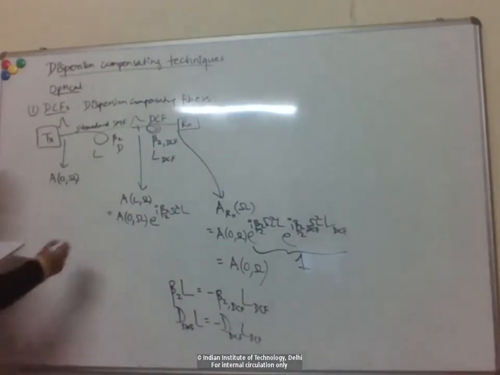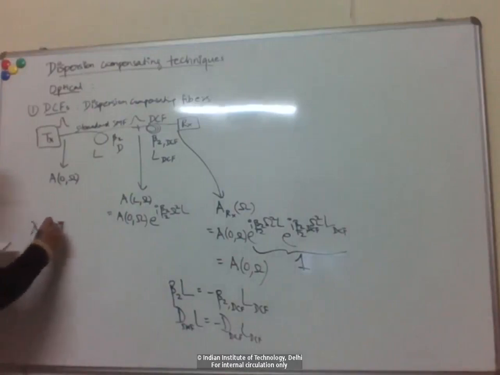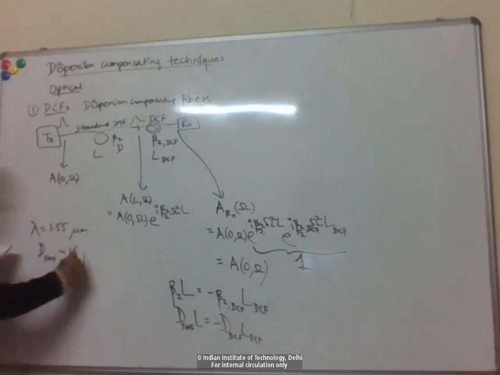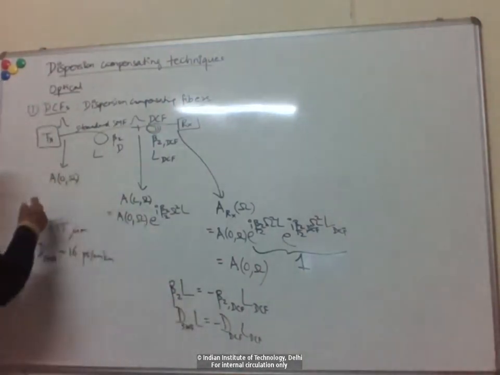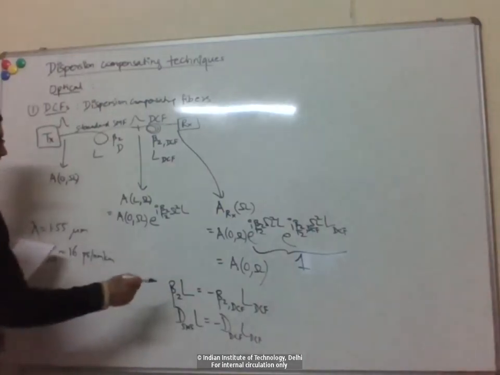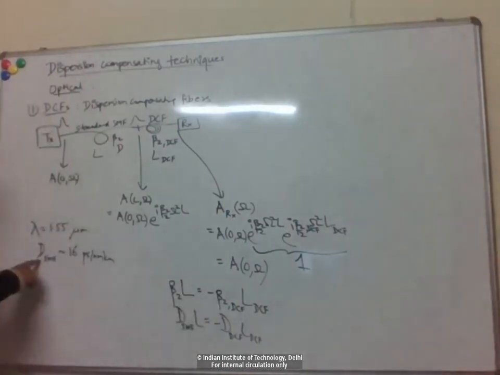So for example, if you take the standard SMF at the most widely used telecom wavelength of 1.55 micron, then we saw that for the standard single mode fiber, the dispersion value is about 16 picosecond per nanometer kilometer. So we can make DCFs which have negative dispersion. This dispersion value is positive, so it's anomalous dispersion, right?